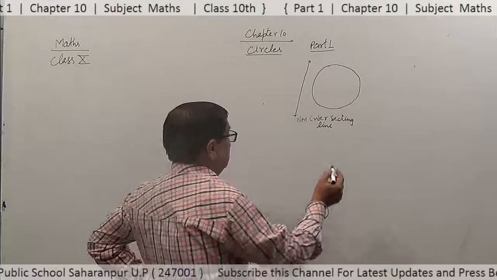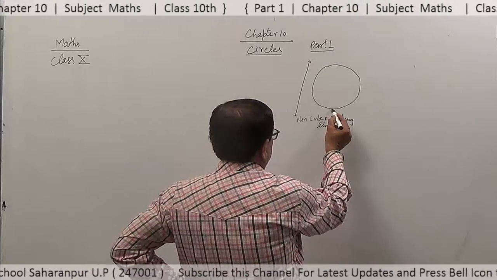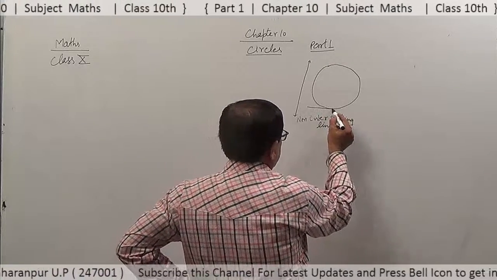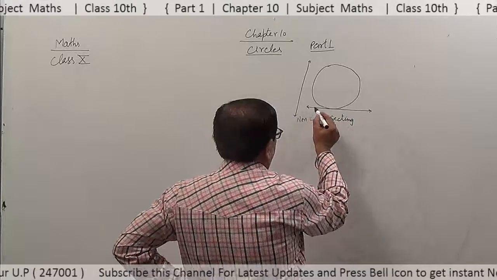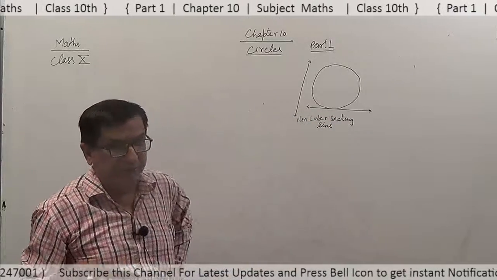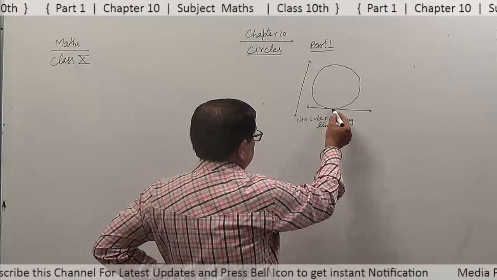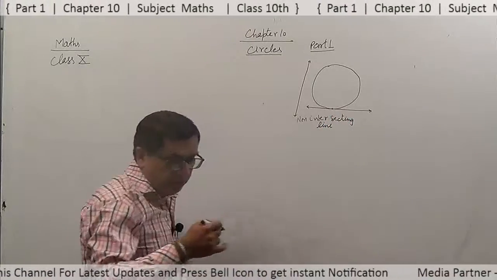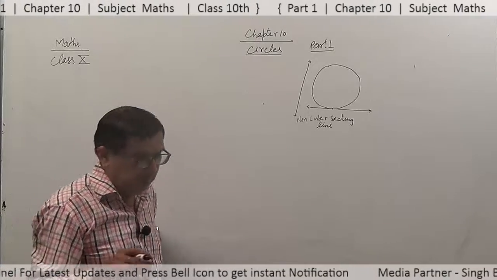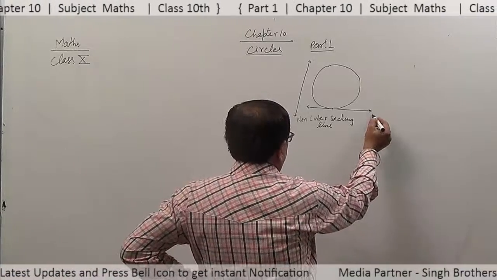Second line, the line which touches the circle at one point. This is the point of touching. This is called a tangent line.